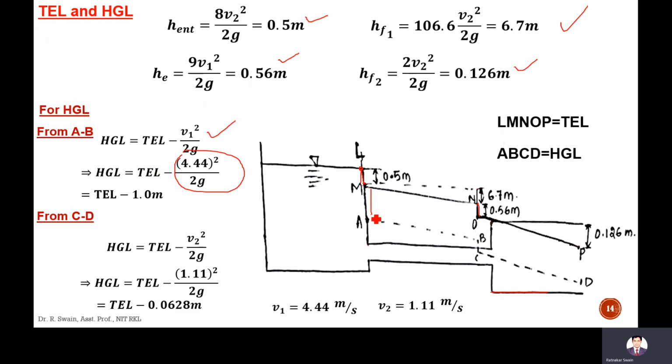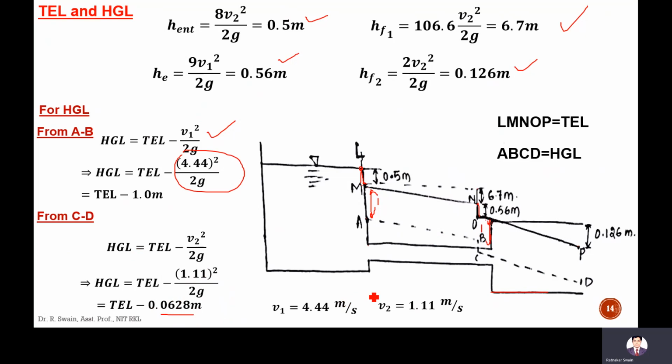So whatever the TEL value, we have to reduce 1 meter here. Up to here it will be a 1 meter difference between TEL and HGL. And for the second pipe, it will be V2 square by 2g, so 1.11 square by 2g, which is 0.0628 meter. So here the difference will be 0.0628 meter. So TEL minus this 0.0628 meter will give the HGL value.